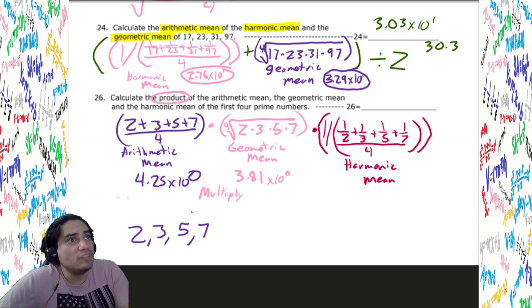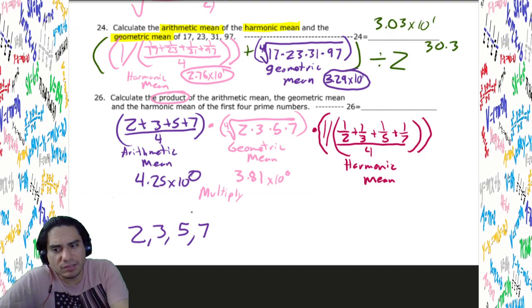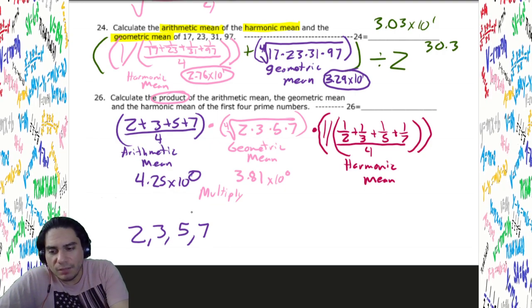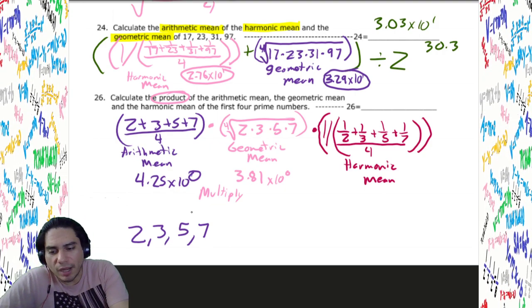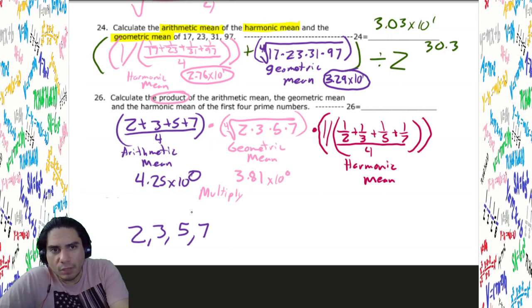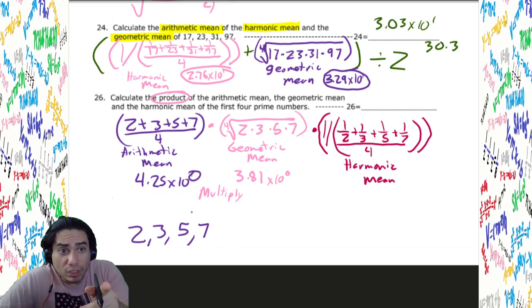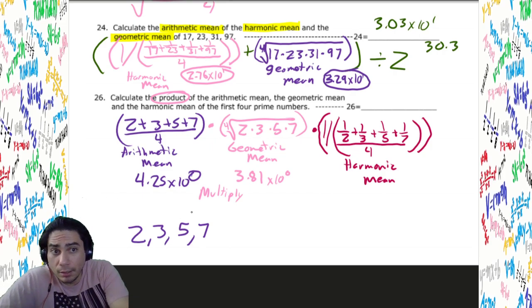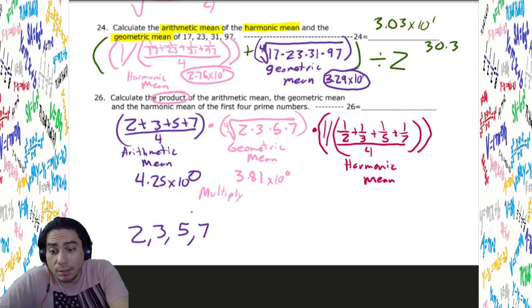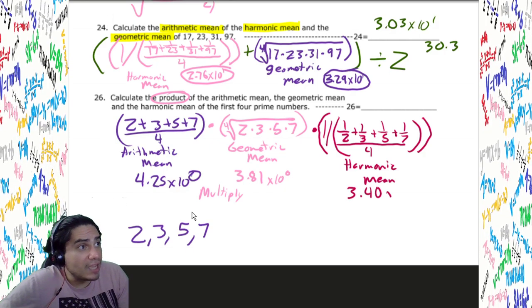The harmonic mean, okay? So now I'm going to hit 2, enter, 1 over x. I think I might have messed this up, so I have to do this real quick. Okay, so anyways, 2, 1 over x. Then we got 3, 1 over x. Then we got 5, 1 over x. Then we got 7, 1 over x. And then we got 4 divide. And then we got 1 over x. And I end up with, let me make sure I write it down, 3.40 times 10 to the 0.